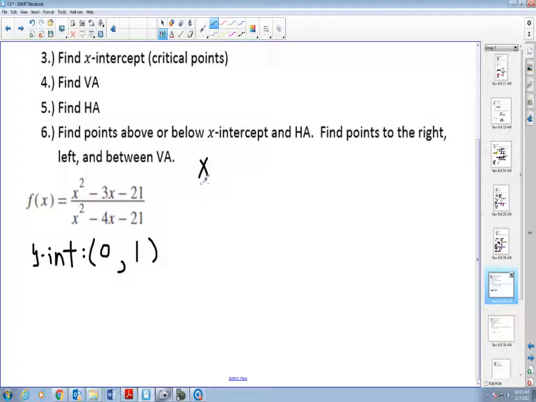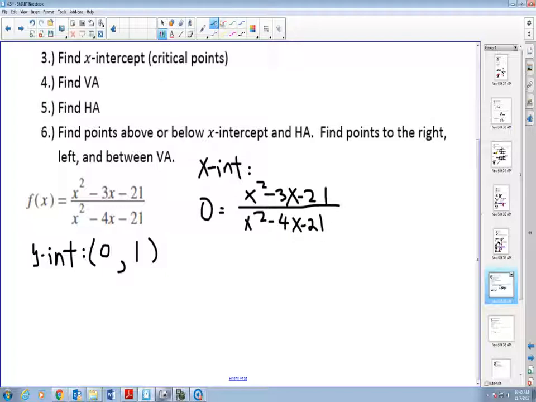Alright, the x-intercept is a little bit different in this particular problem, because x-intercept means find x when y equals 0. So f of x is 0 now. Set it equal to x squared minus 3x minus 21 over x squared minus 4x minus 21. If I use the same trick, 0 means 0 over 1. Do a little cross product: 1 times all 3 of these terms up here still makes them the same. So they'll still be x squared minus 3x minus 21.